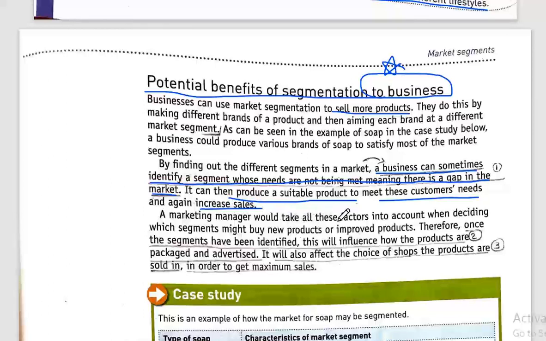A marketing manager would take all these factors into account when deciding which segments might buy a new product or improved product. Therefore, once the segment has been identified, this will influence how the products are packaged and advertised. It also affects the choice of shops the products are sold in, in order to get maximum sales. So as a manager, I will be able to make these kinds of decisions based on segmenting the market. I will know how I am going to package this product for the specific segment, how I will advertise it to that segment, and where I shall make these products available, and also I will get maximum sales as a result.